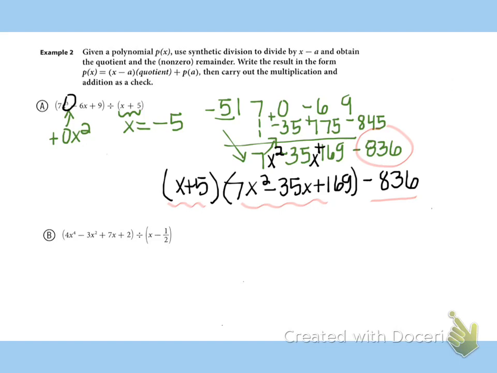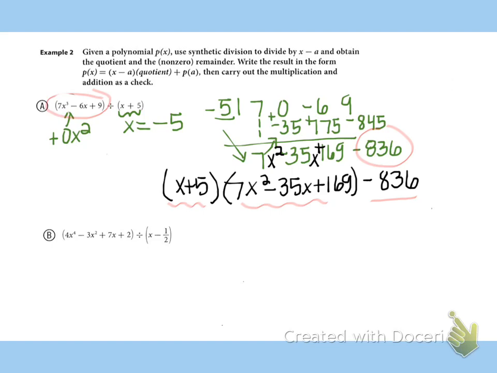So if we were to multiply that back out and then subtract the 836, we would end up back with our original polynomial, the 7x cubed minus 6x plus 9. And that would just be a way of checking it. It's not something you probably want to have to do every single time, but say if it was a quiz or test, it would be worth going back through and multiplying that through and seeing that in fact you get back to the original dividend. Let's go ahead and try one more example, and then we'll have you try a few.